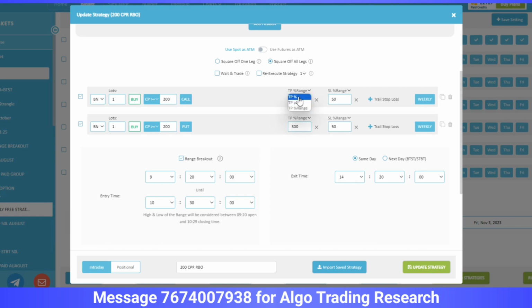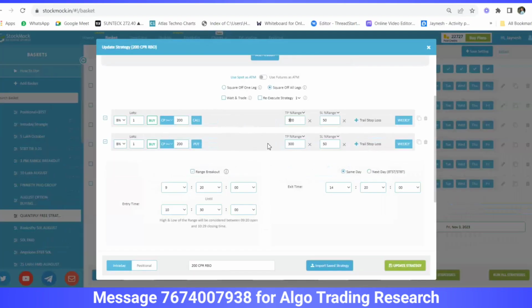Now if I keep target percentage, okay, if I keep target percentage, then what will be the meaning of target percentage as 300% versus target percentage range of 300%? Can anyone tell? There is a difference between the two. Target percentage range, you can unmute and speak, not an issue. One is target percentage range.